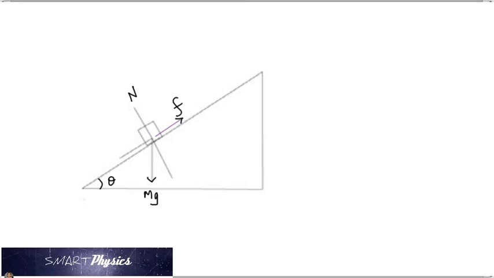It's coming down. The object is sliding down. Then you have to break mg into its components. What are the components? Mg cosine theta and mg sine theta.